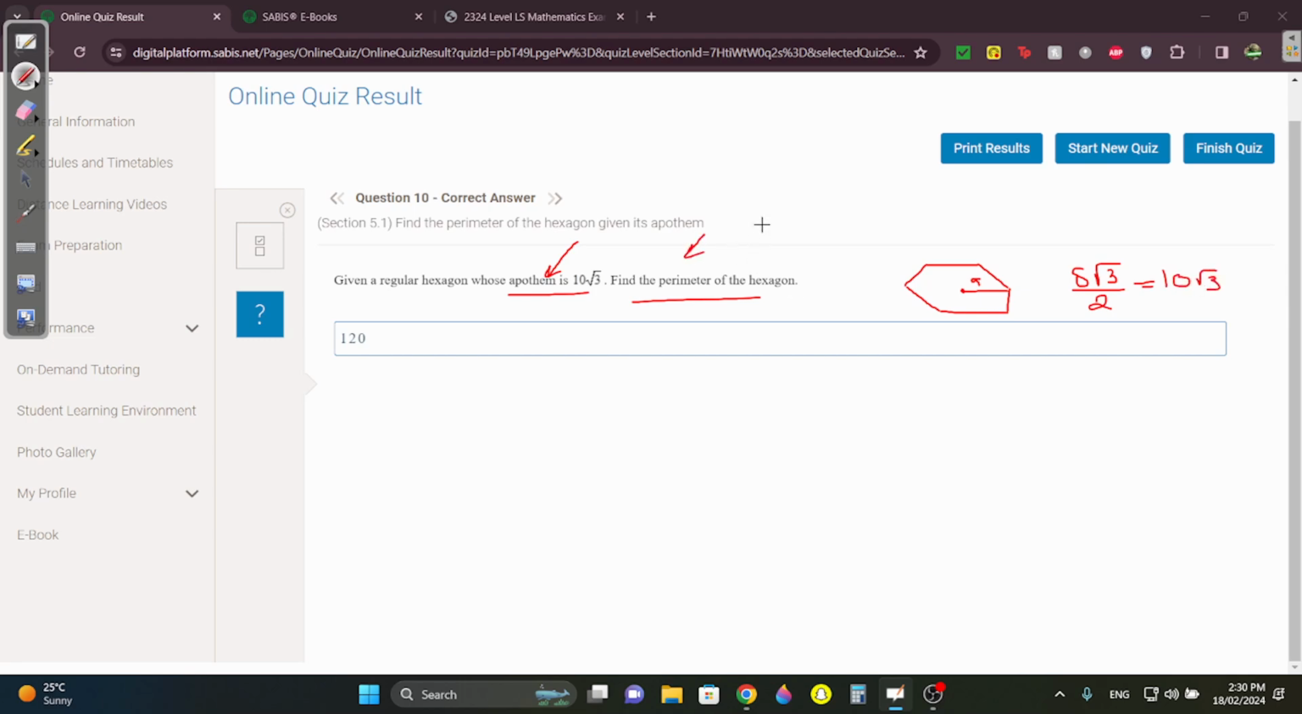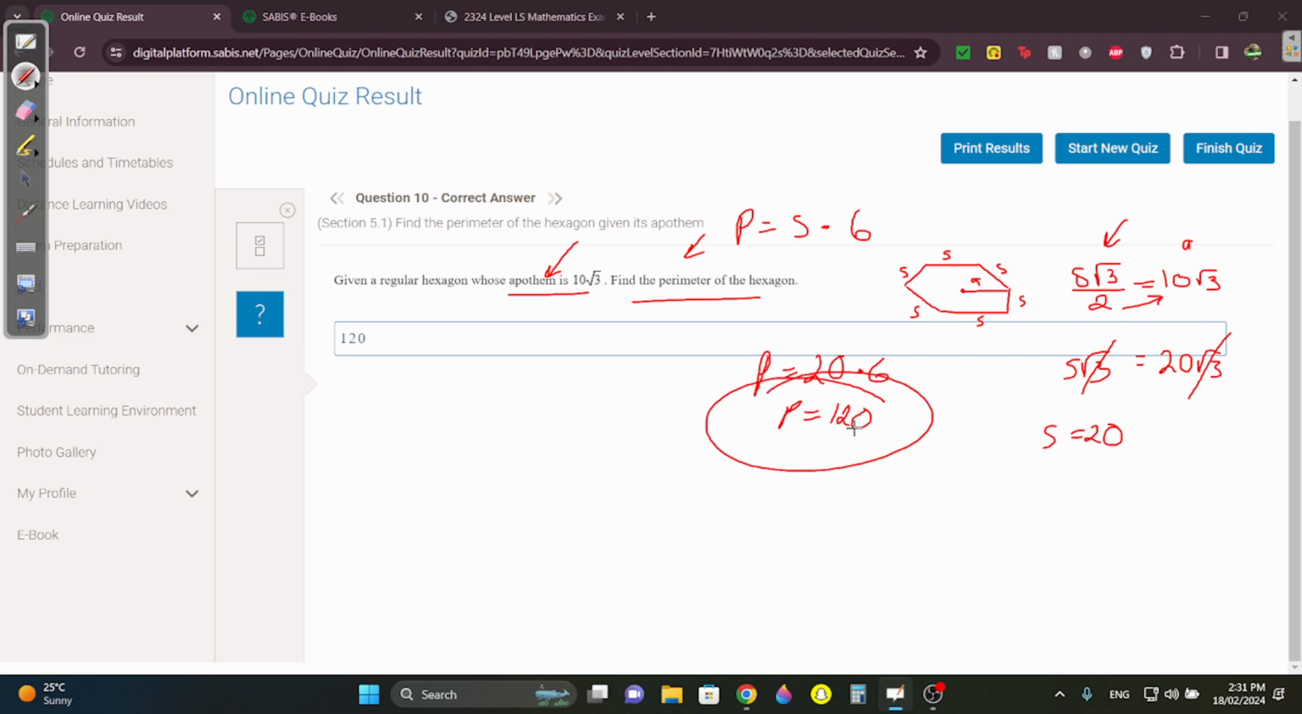Can I find the perimeter? You know that the perimeter is side times 6. Why side times 6? Because the hexagon has 6 sides. So can I find the perimeter if I have the side? Of course I can. How do I find the side? I know that the side times radical 3 over 2 is equal to the apothem, which is 10 radical 3. Multiply by 2 on the other side: s radical 3 equals 20 radical 3. Cancel radical 3 on both sides. You get s equals 20. Perimeter equals side times 6, so 20 times 6, so the perimeter equals 120.